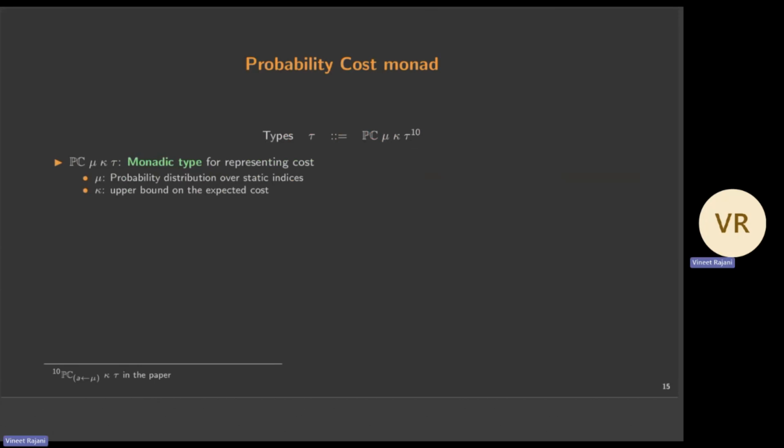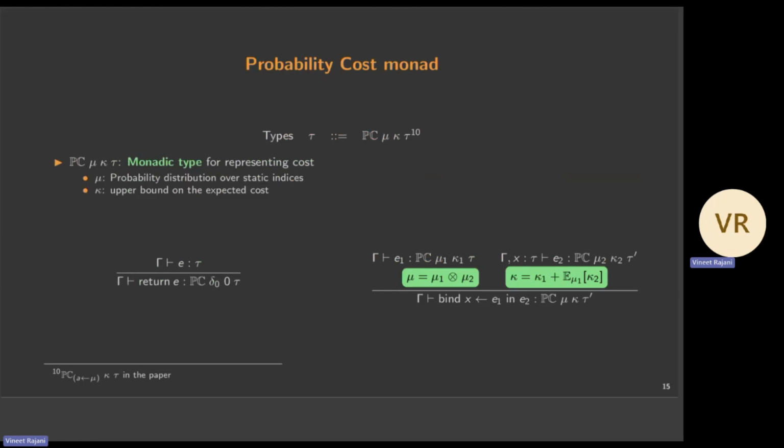Okay, now let's look at the return and bind of this monad. Well, return just takes a non-probabilistic and cost-free term E and puts it into the monad. As a result, it grades the monad with a point distribution and a zero cost. Now bind is a little tricky. Bind describes composition of two distributions where the second can depend on the first.